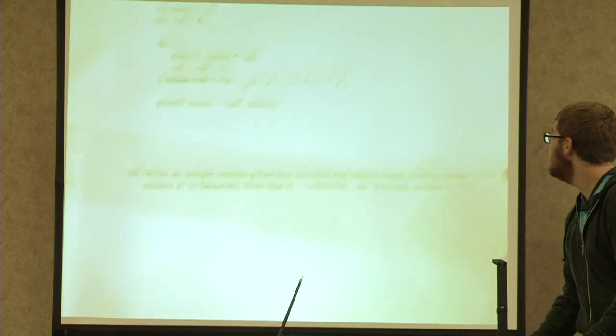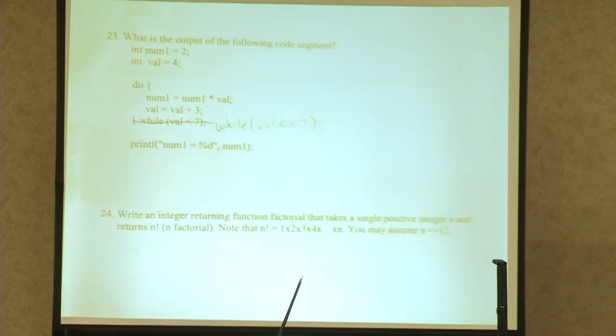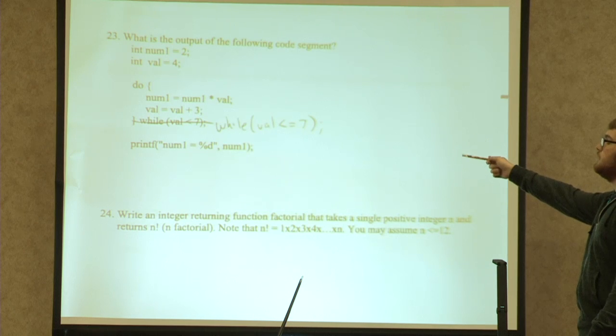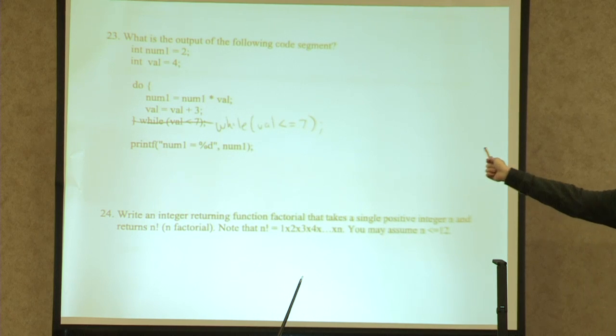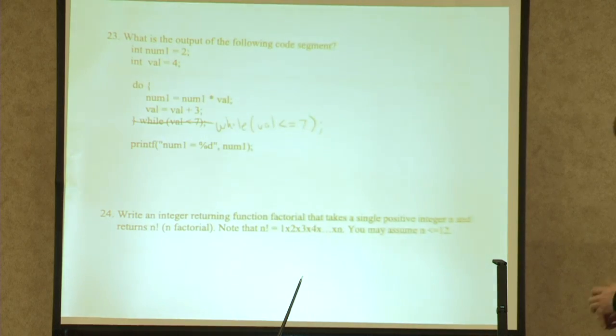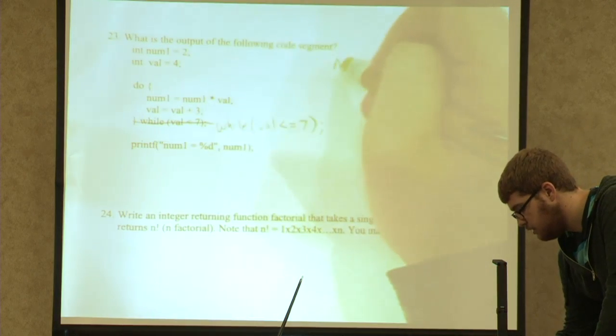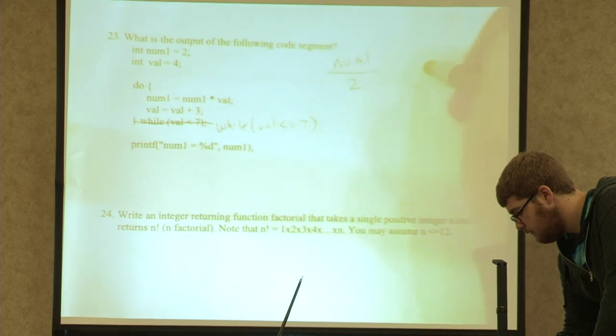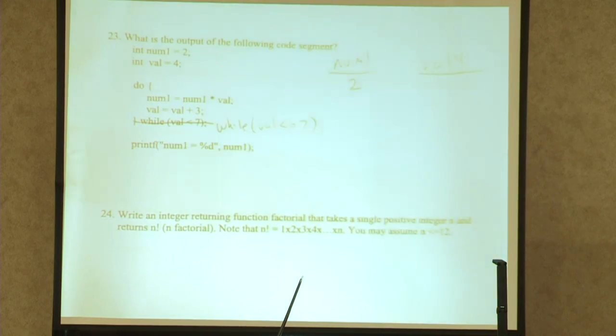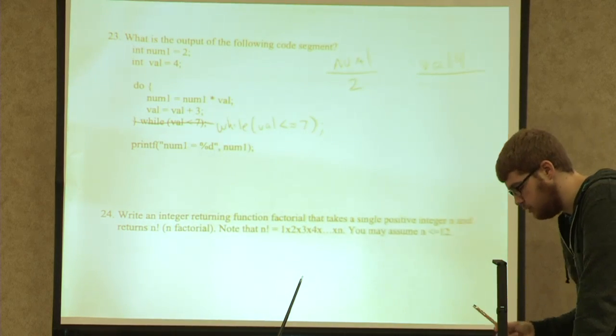Okay. This one I changed a little bit. You want to change your while value is less than 7 to while value is less than or equal to 7. So we have num1 equals 2, value equals 4. And what's different about a do while loop than a while loop? The do while does whatever it has to do first and then it evaluates. Yep, it's a post-test loop.